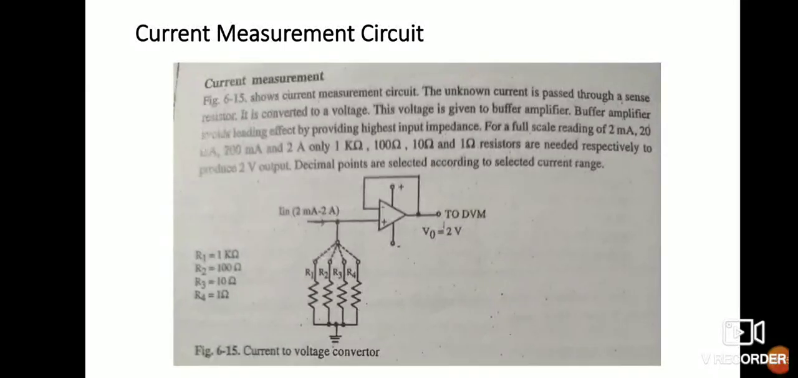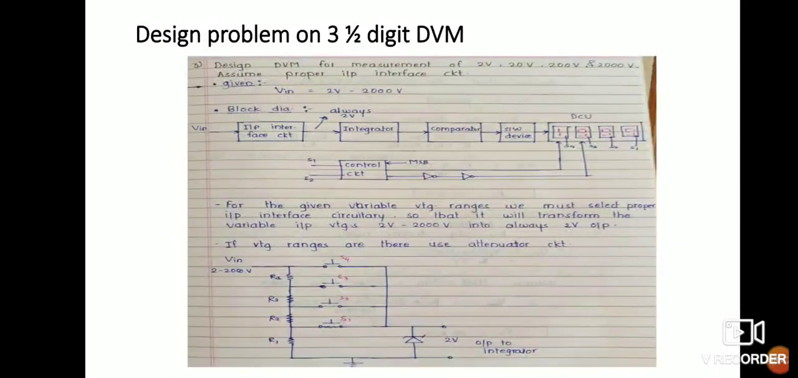Suppose 2 milliampere current is there and we want 2 volt, then 2 milliampere into, suppose we are using 1K, then milli and K will get cancelled, and it will give the 2 volt. If 20 milliampere current is there, then we can use 100 ohm. If 200 milliampere is there, then we can use a 10 ohm resistor. If 2 ampere is there, then we can use R4, that is the 1 ohm resistor. In this way we can convert the current into voltage.